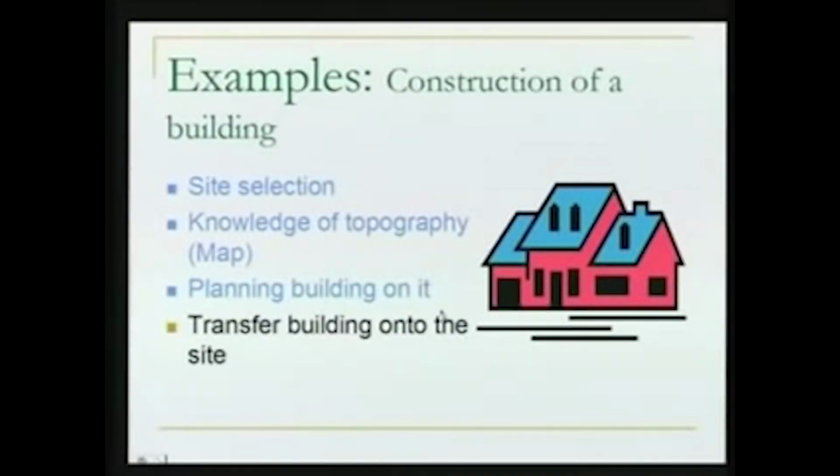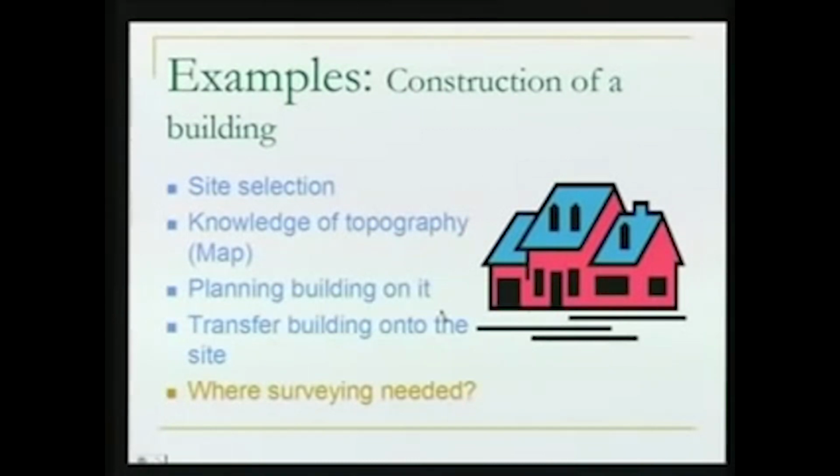Well, now at this stage, you have planned the building on your map. What to do next? Think of the ground. The ground is still just virgin, natural ground: trees, fields, river networks, just like that. There is no building as such so far, but whatever you have planned on the map has to be transferred onto the ground. So this is where we need to transfer our building onto the site.